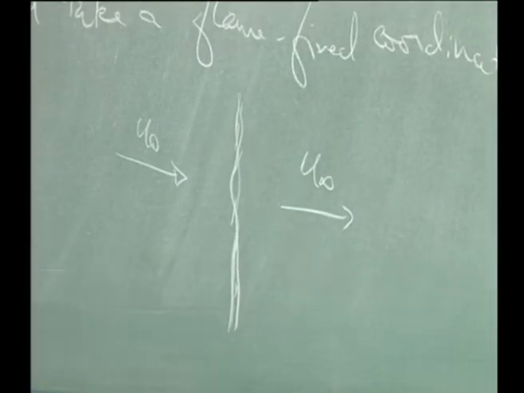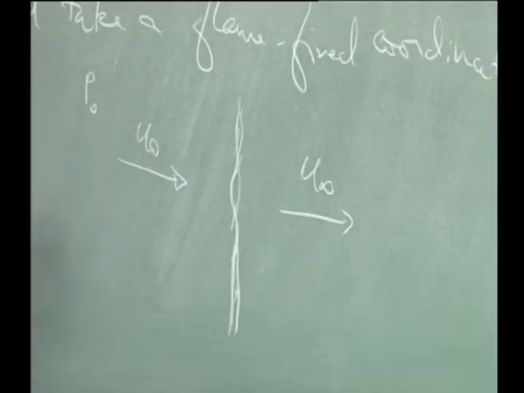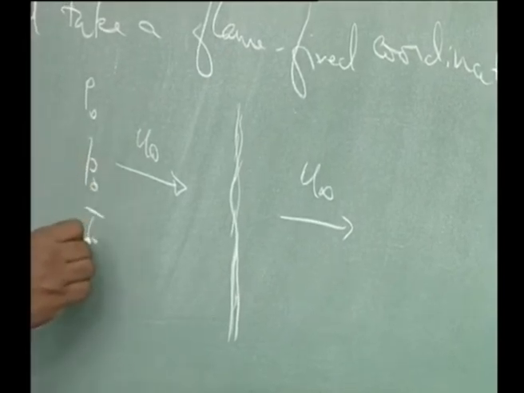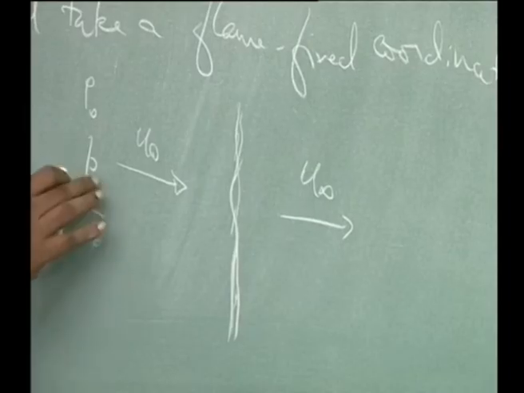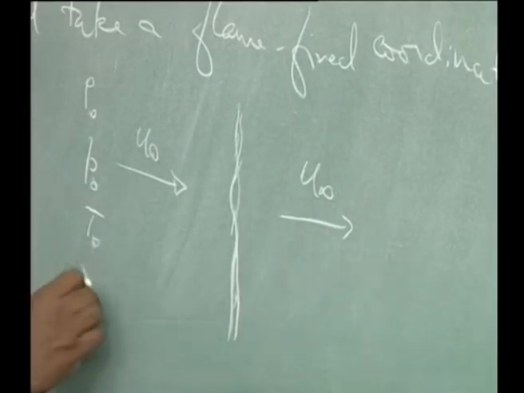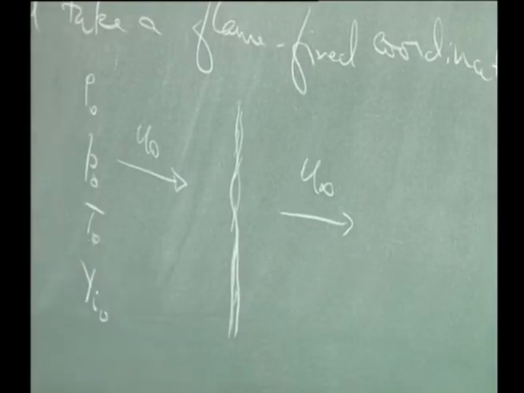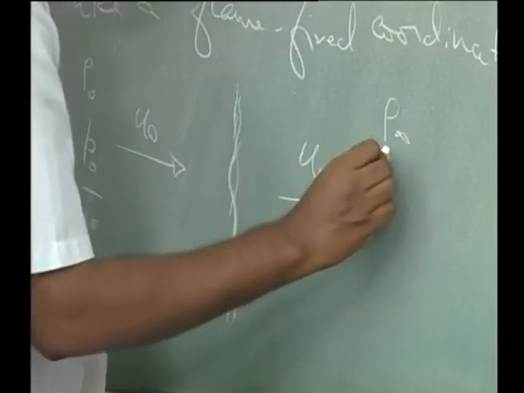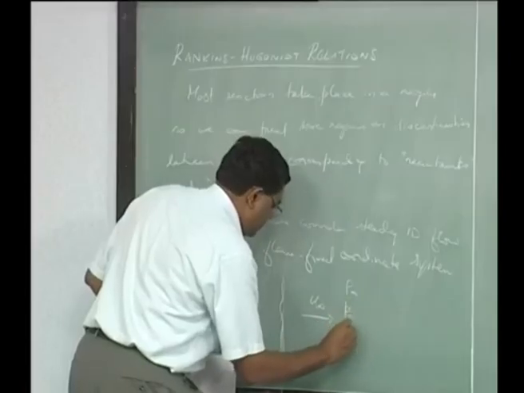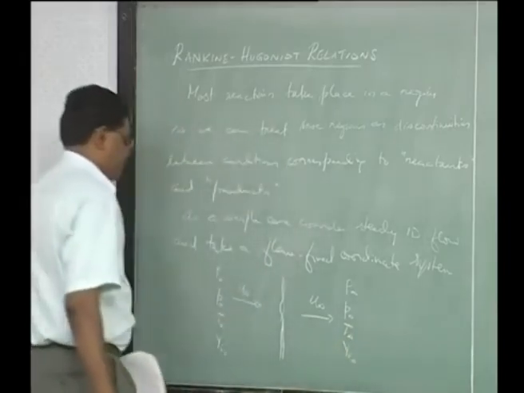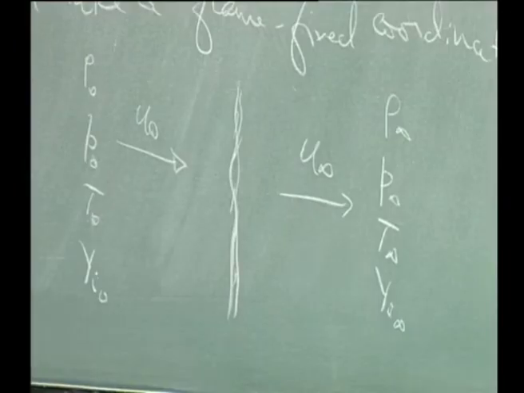and this has conditions rho naught, P naught, T naught, Y_i naught, and this has conditions rho infinity, P infinity, T infinity, Y_i infinity, right. i goes from 1 to n for n species.